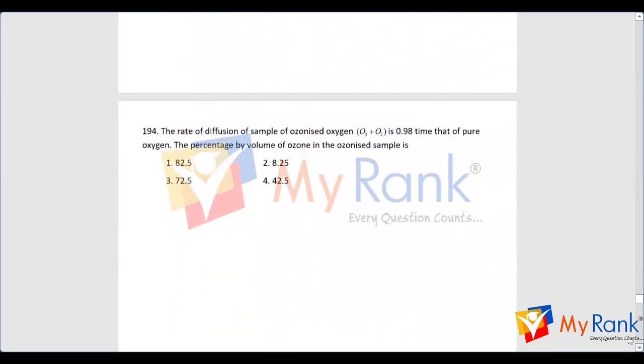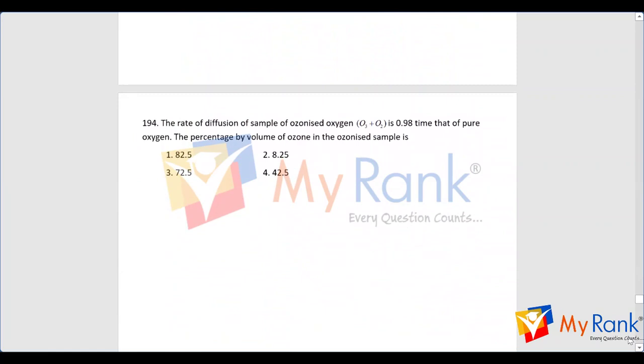Question number 194. The rate of diffusion of a sample of ozonized oxygen. Ozonized oxygen is O2 plus O3. The rate of diffusion of O2 plus O3 is 0.98 times that of pure oxygen, 0.98 into the rate of diffusion of oxygen. The percentage by volume of ozone in the ozonized sample, we have to find.